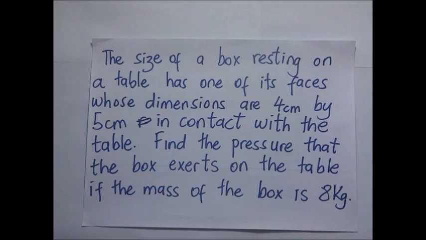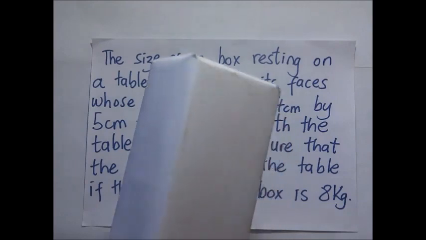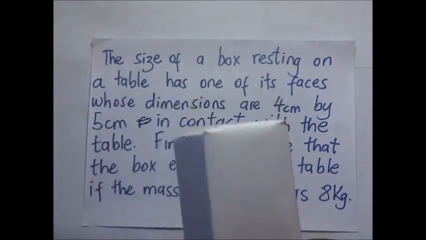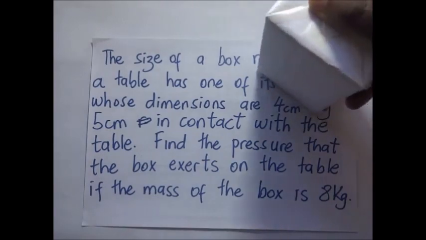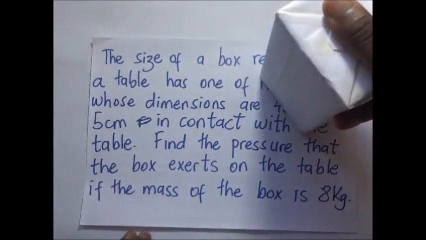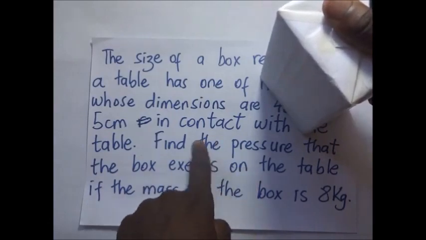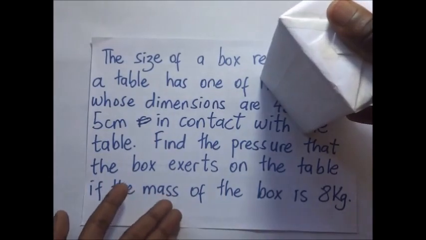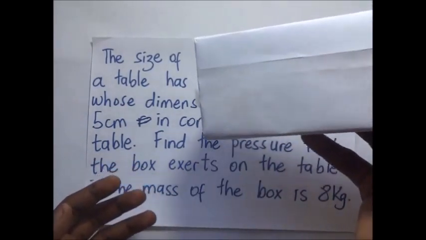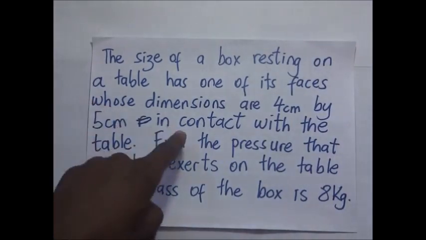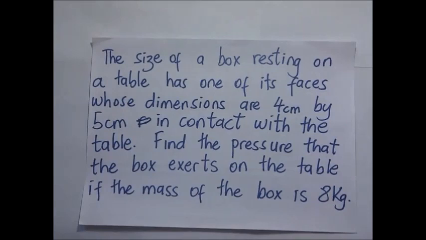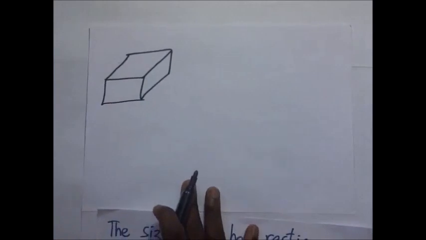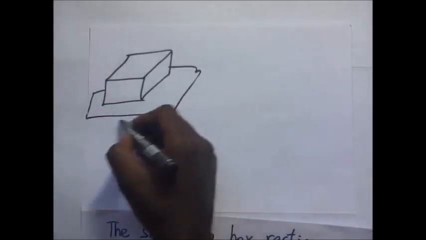Now the box they're talking about could be something like this. A box like this. They're telling us that one of its faces, let's assume this is one of the faces of the box, is in contact with a table like this. And when this box is lying on this table, definitely it's going to exert some pressure. Why is it exerting some pressure? Because this box has some weight, and that weight, or that force, is exerting a certain pressure on the table. So what is the pressure that is being exerted if this box has a mass of 8 kilograms? So in our sketch, that's the box, and it is seated on a table, like that one.